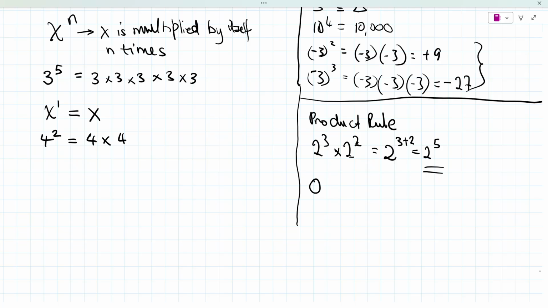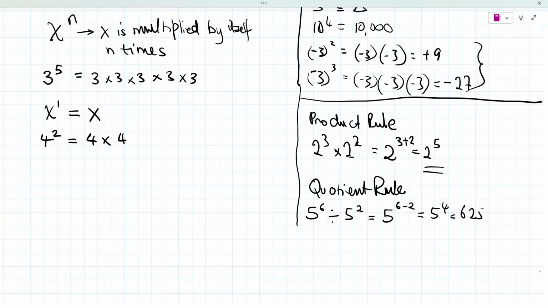Now, how about the next rule, the quotient rule? That's when one number is divided by another. For example, if we have 5 to the power 6 to be divided by 5 to the power 2, the answer will be the same base 5, but the power 6 minus 2, which will give us 5 to the power 4, which would turn out to be 625.